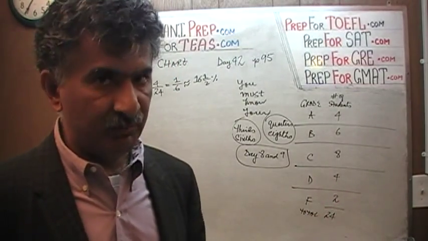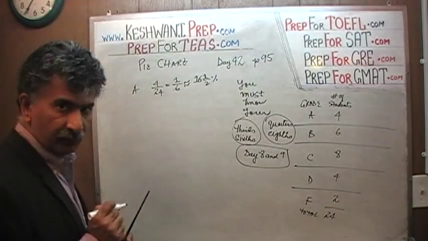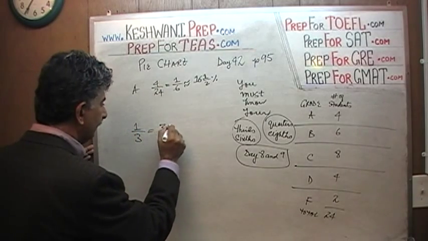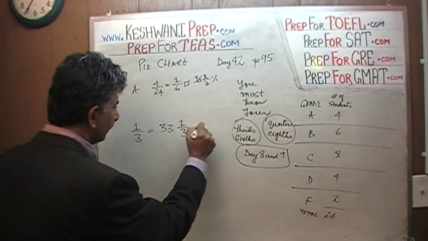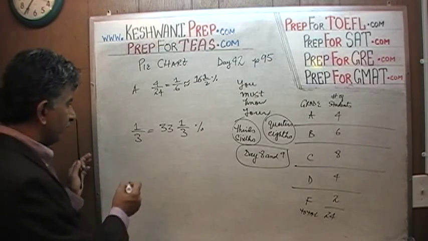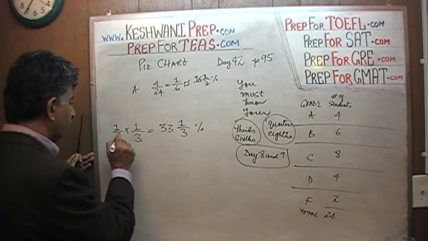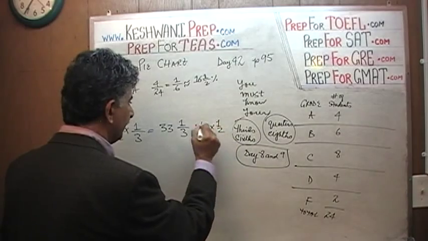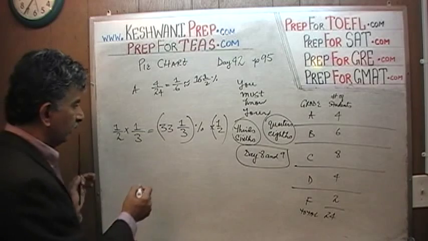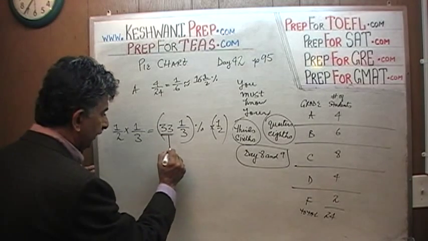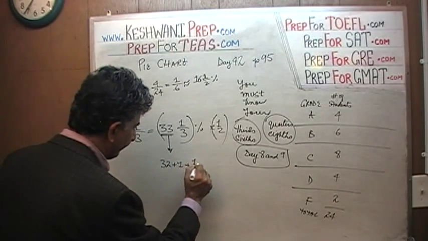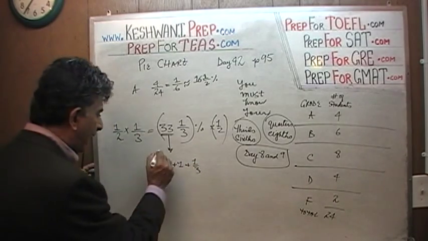Why does the book say 16.7? Listen. Here's what goes on. 1/3 is 33.33%. That's what it is. Now we have to take a half of that. We're going to multiply this by half. What we're going to do is write 33 as 32 plus 1/3, and then we have to take a half of the whole thing.